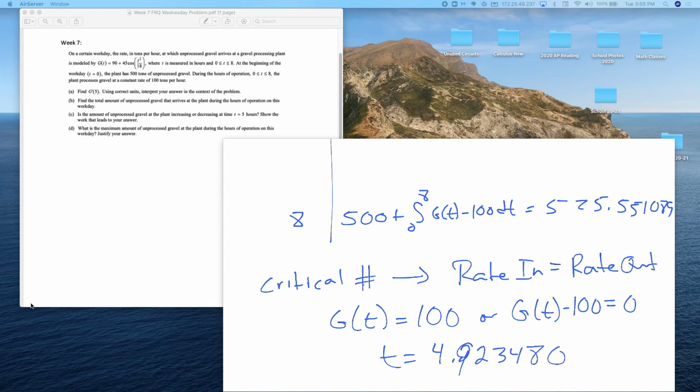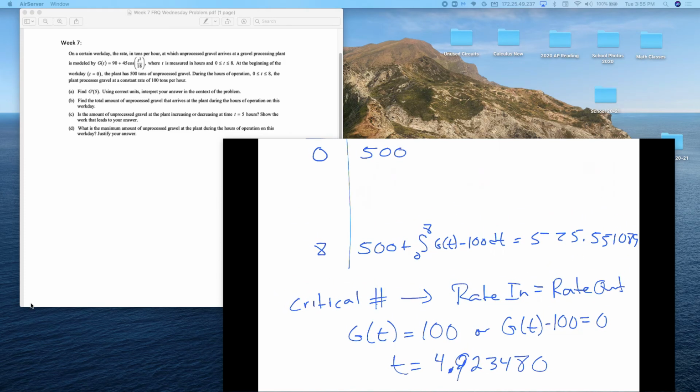You'll figure out that doing that on your calculator, you get 4.923480, and you need to report things to 3 or more decimal places. If you use it in a calculation, you want to use more than 3 decimal places. I would suggest using 8 or 6. And you can report more than 3, and it never hurts you to report more than 3. And then you would just do 500 plus the integral from 0 to 4.923480 of G of t minus 100 dt.